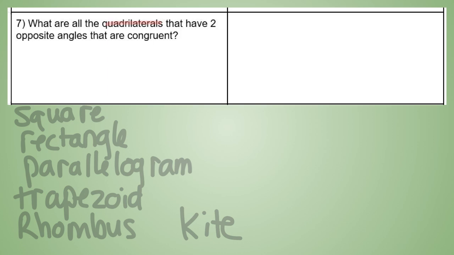All right, you're going to pause me right now. You are figuring out which have 2 opposite angles. Opposite means they are across from each other. Opposite means they're across, that are equal. Congruent means equal. So pause me while you figure this out and then come back for checking.